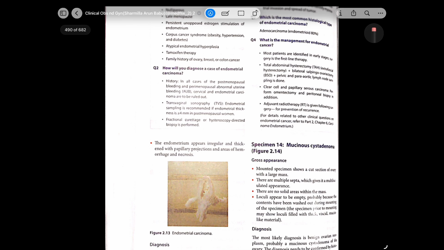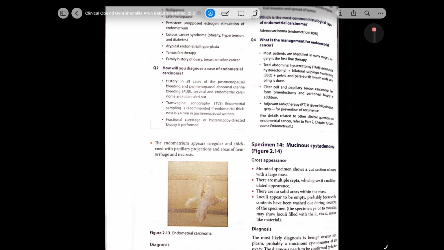Corpus cancer syndrome. What is corpus cancer syndrome? It consists of obesity, hypertension, diabetes. Atypical endometrial hyperplasia, tamoxifen therapy, family history of ovary, breast, or colon cancer. How will you diagnose a case of endometrial carcinoma?